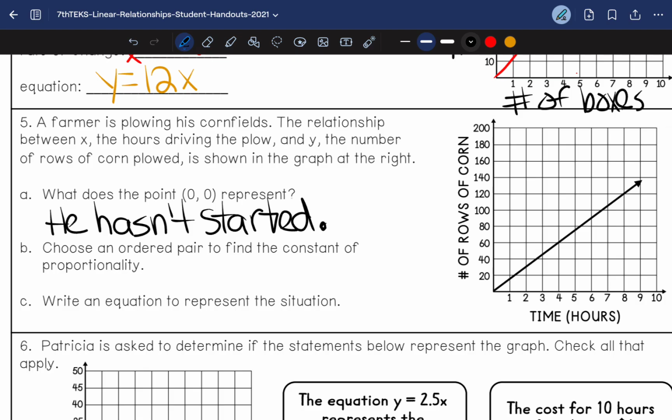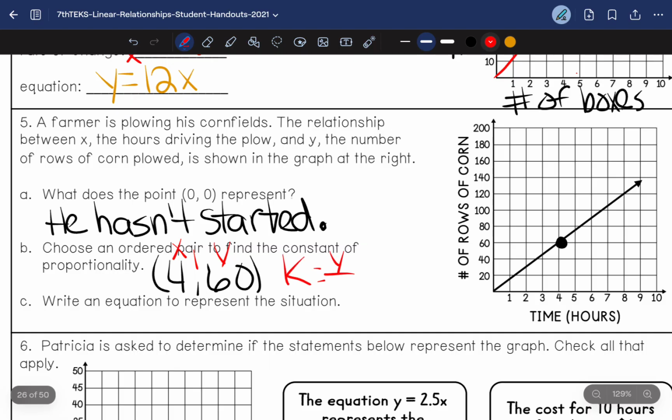Part B, choose an ordered pair to find the constant of proportionality. So remember, we got to find a spot where the line crosses in a corner perfectly. And I see right here at 4 and 60, that's a spot right there. So I'm going to write that ordered pair, 4, 60. Now to find the constant of proportionality, remember it's k equals y over x. So it's going to be 60 over 4, which equals 15.